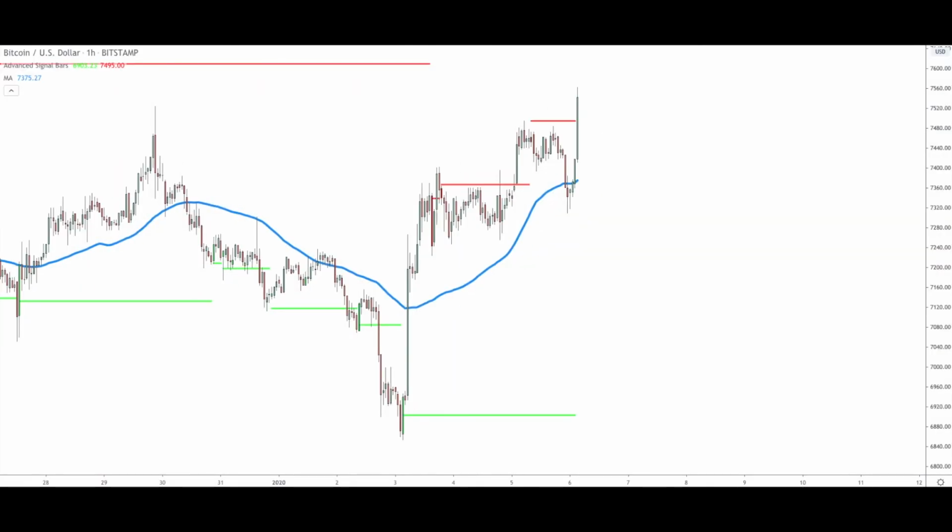So today we are looking at Bitcoin US dollar on the 1 hour time frame with two indicators.